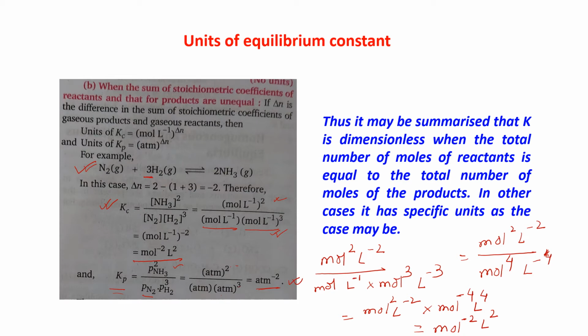And that is why it is said that when the sum of the stoichiometric coefficients of the reactants and that of the products are unequal, in that case we are calculating in this way, that is delta n. If delta n is the difference in the sum of the stoichiometric coefficients of the gaseous products and the gaseous reactants, then the unit of Kc is mole liter minus 1 to the power delta n, and the unit for Kp is atmosphere to the power delta n.